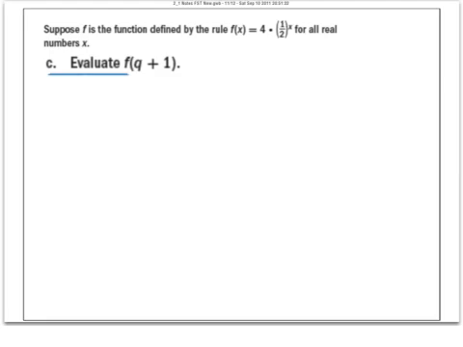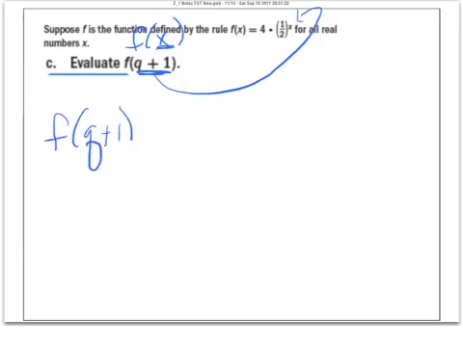So last slide, and what they want you to do here with the same function is evaluate f of (q plus 1). Fine. This used to be f of x, by the way, folks. So notice they replaced x with q plus 1. So you go in wherever x is, and you replace it with q plus 1. It's as simple as that. So f of (q plus 1) is equal to 4 times 1/2 to the power q plus 1.